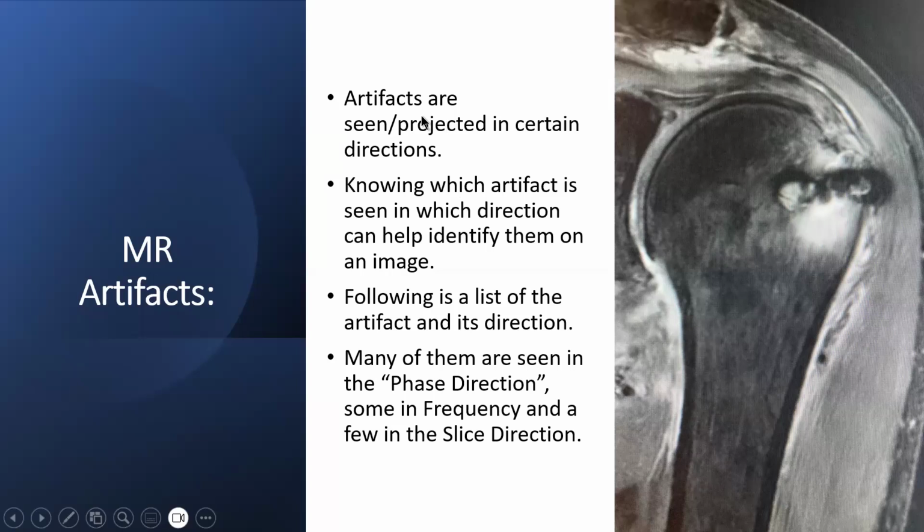So artifacts have some direction. If you're looking at this, you might be going, okay, what direction is that in? What is it causing, and things like that? Which is your phase and which is your frequency direction? It's important that you know which artifacts go in which direction. So again, they're going to show you an image and say, what artifact is this?